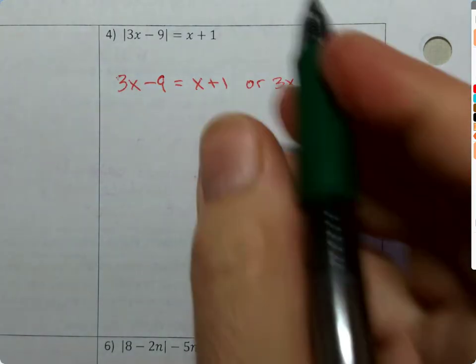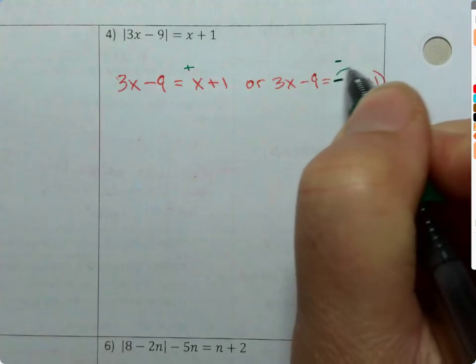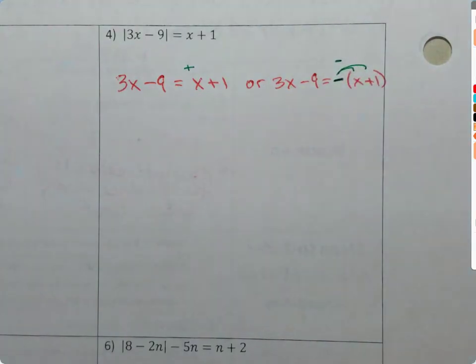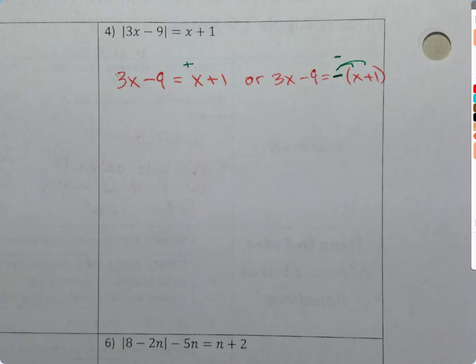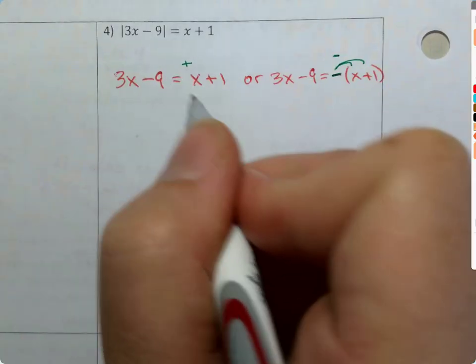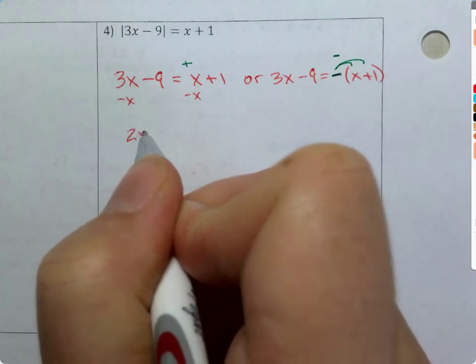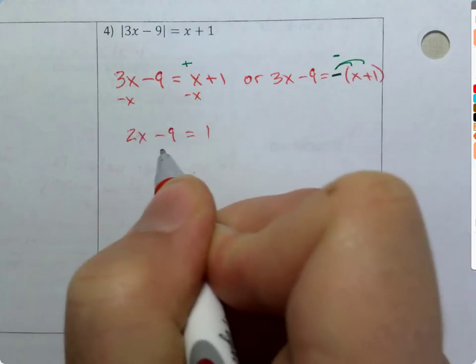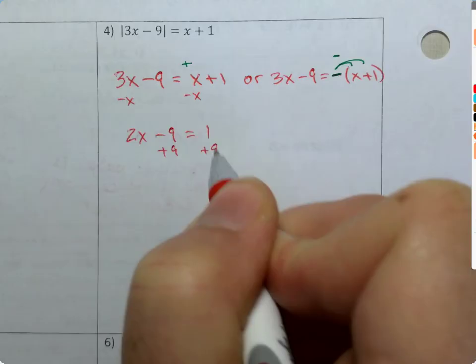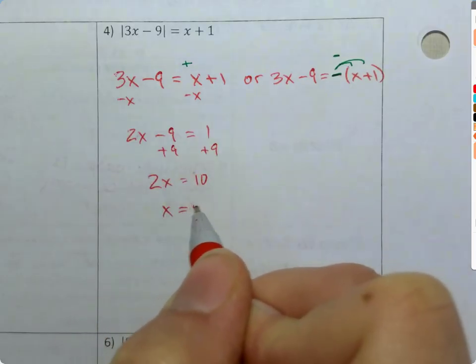So this is like the positive outcome, and this is the negative, but I have to distribute it. So that's what's different. We keep the answer, and we take the opposite of everything. So this one, I could just start solving. I'm going to bring the x to the left. I do prefer to move the x first. And then I will add 9. So 2x equals 10. What does x equal? 5.